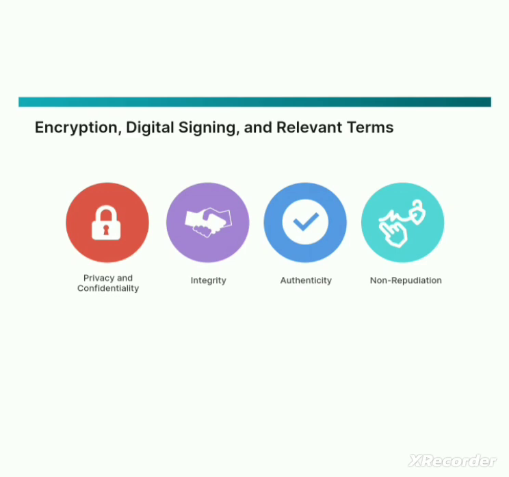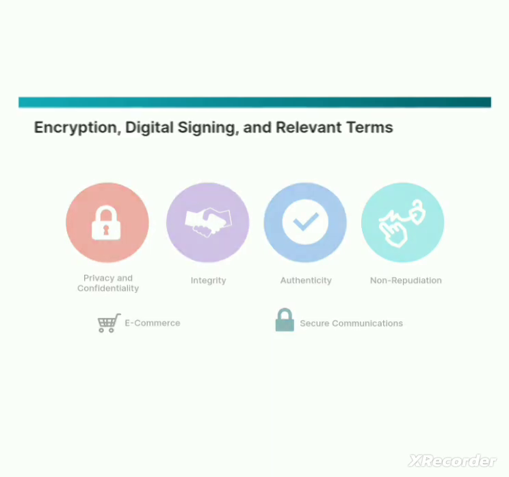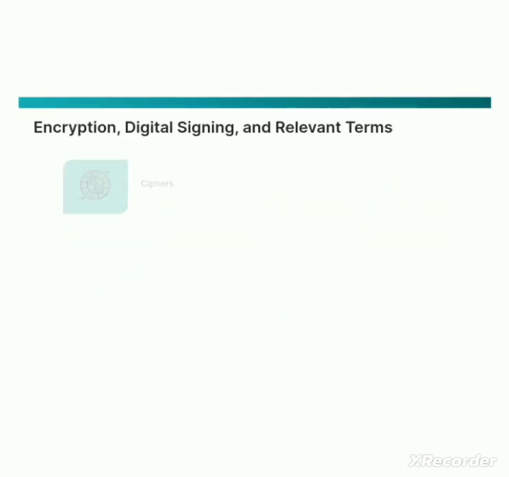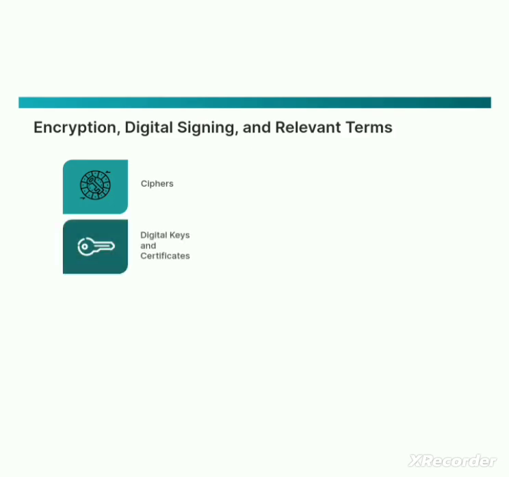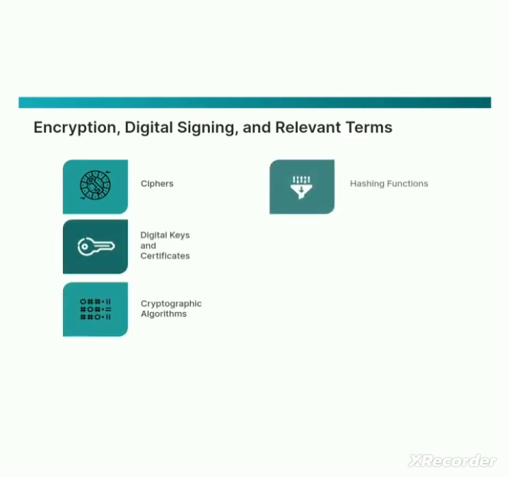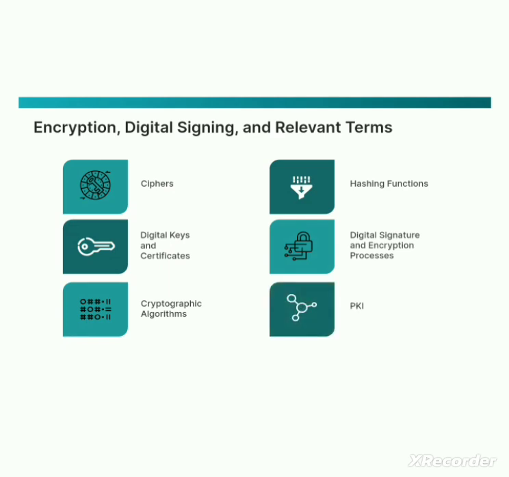By satisfying these four terms, confidentiality, data integrity, authentication, and non-repudiation, cryptography has facilitated the rise of e-commerce and secure communications. In this module, you'll learn about ciphers, digital keys and certificates, cryptographic algorithms, hashing functions, the digital signature and encryption processes, and PKI. After you complete this module, you'll have a stronger grasp of how these technologies work, and you'll have a keener insight about how they have made e-commerce and secure communications possible.